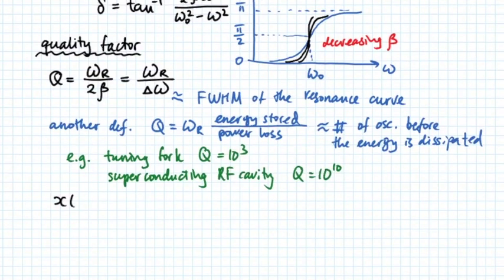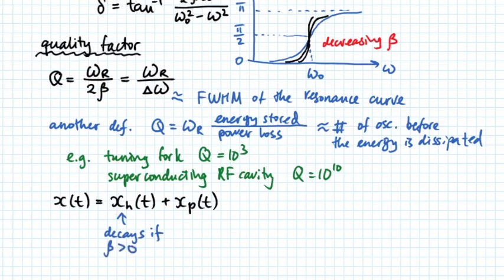Thus, we will always write our general solution as consisting of two parts, homogeneous part and particular part. Note that for beta parameter not equal to 0, the first term decays. On the other hand, the particular solution we found to be proportional to e to the i omega t, where omega is the driving force frequency, which means that this solution doesn't die out, so it's a long-term solution.